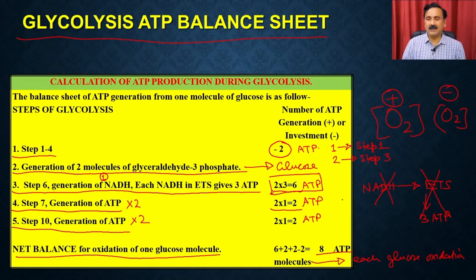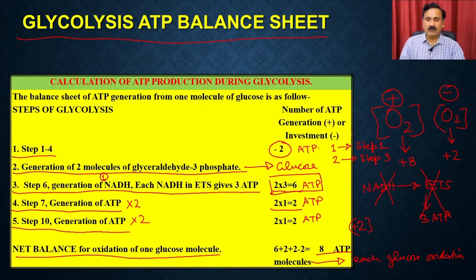And in that case, the net ATP that is going to be formed is only 2, right? Because 2 is what you are utilizing, and 4 is what you are producing. And because of that, it is going to give you 2 net ATP in the absence of oxygen. So in the presence of oxygen, there will be a net production of 8 ATP. In the absence of oxygen, the net production is only 2 ATP.